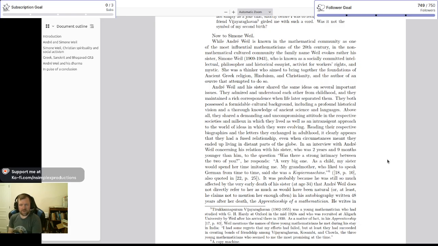In an interview with André concerning his relation with his sister, who was 2 years and 9 months younger than him, to the question, "Was there a strong intimacy between the two of you?" he responds, "A very big one. As a child, my sister would spend her time imitating me. My grandmother, who liked to speak German from time to time, said she was a Kopiermaschine."